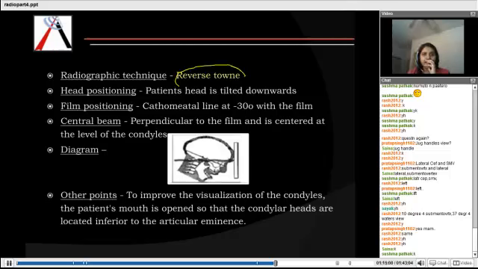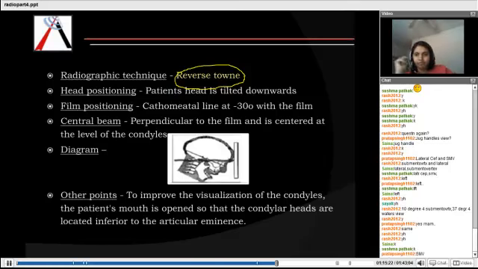Then we have the next projection, that is the reverse Towne projection. Okay, whatever radiographs we saw before, can you tell me the projections wherein we tilted the patient's head upwards? Can you tell me the two projections wherein we tilted the patient's head upwards? Two projections.